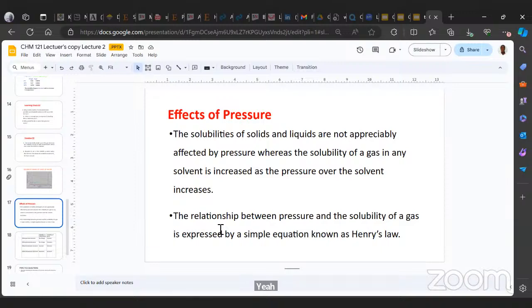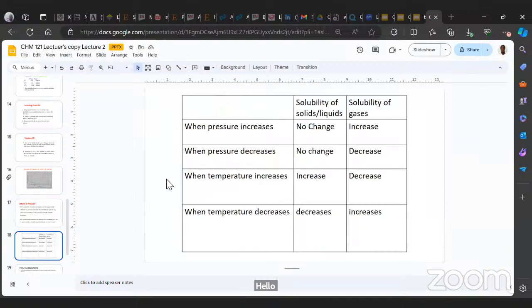Henry's law is the law that relates the solubility of a gas to the pressure. Pressure has no effect on the solubility of solids. It has no effect on the solubility of liquids, but it has a very significant effect on the solubility of gas.